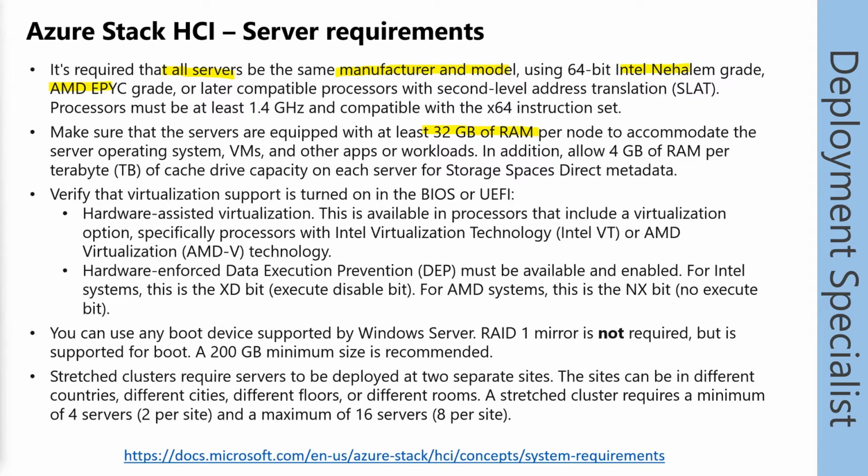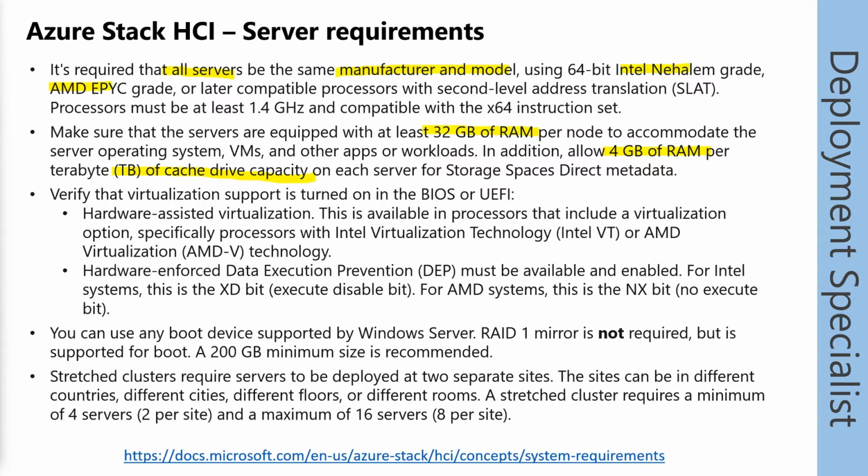Usually, you will have more memory in your servers because you want to consolidate Hyper-V virtual machine workload, virtual desktop workload and containers on these machines. And the more memory, the more CPU resources, the more storage power you have, the more you will be able to scale up. But the minimum requirement is 32 gigabytes for the server operating system, VMs, and app workloads. Additionally, you will need 4 gigabytes of memory for each terabyte of cache drive.